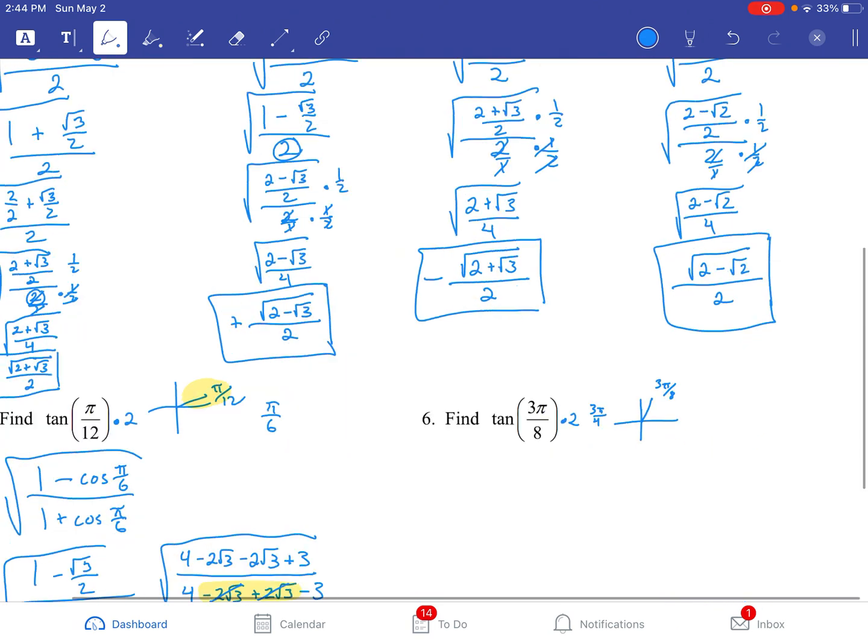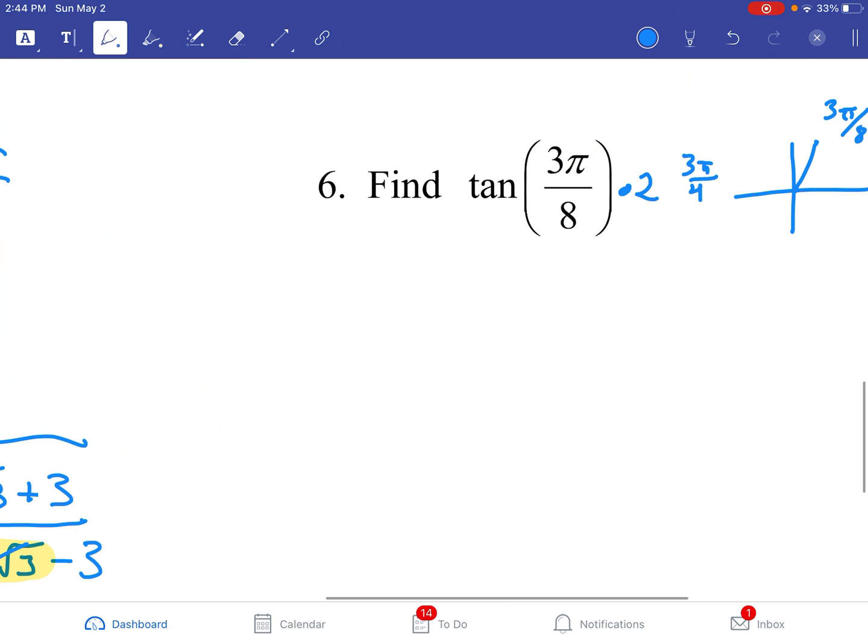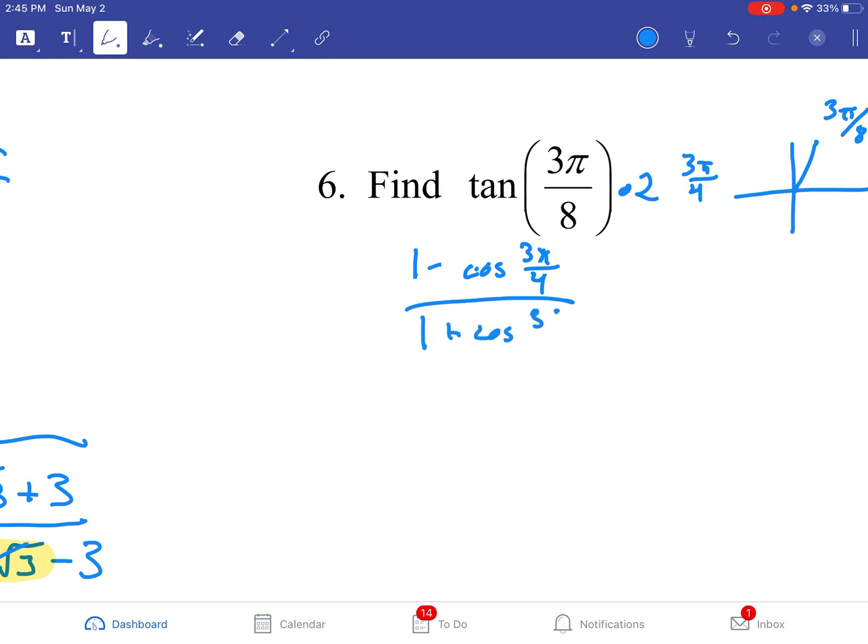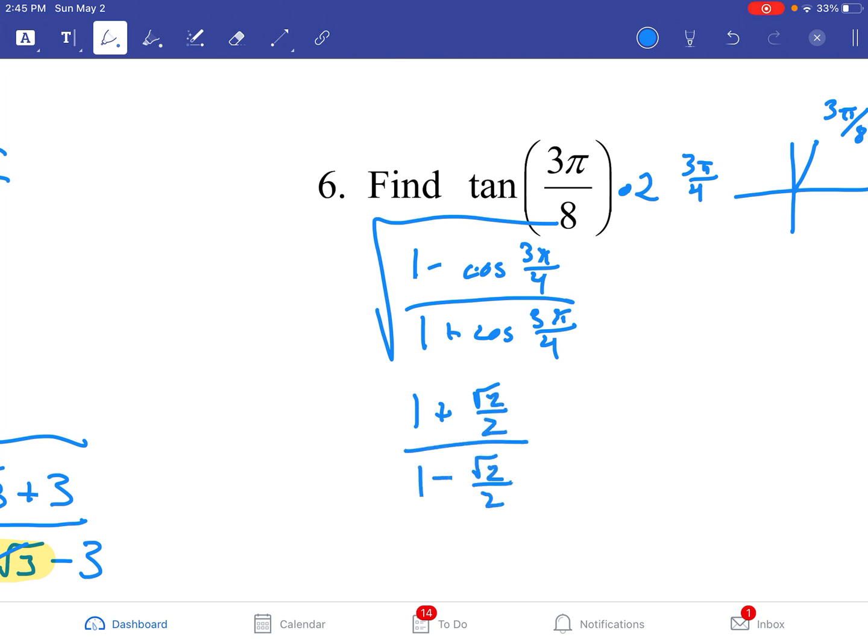For our tangent, it's minus at the top, plus at the bottom. So we have 1 minus cosine of 3 pi over 4, over 1 plus cosine of 3 pi over 4, with a big square root over it. If we look at 3 pi over 4 for cosine, it's going to be a negative root 2 over 2. So this will become 1 plus root 2 over 2 on the top and 1 minus root 2 over 2 on the bottom, because the signs change since the cosine of 3 pi over 4 is a negative root 2 over 2. And it has a big square root sign.